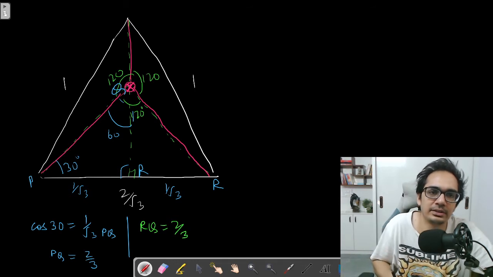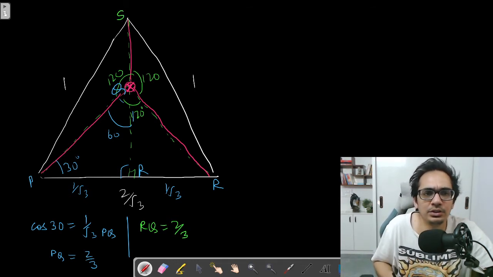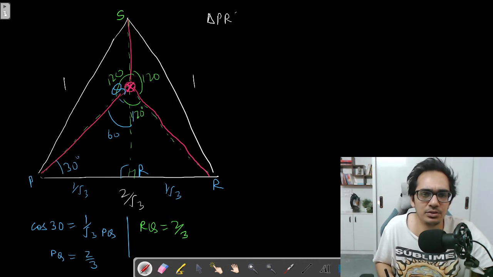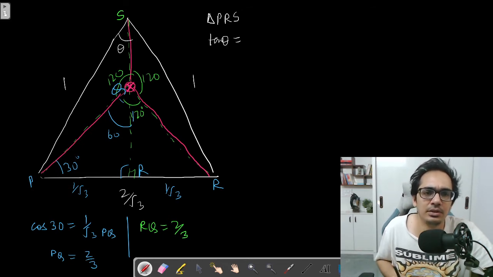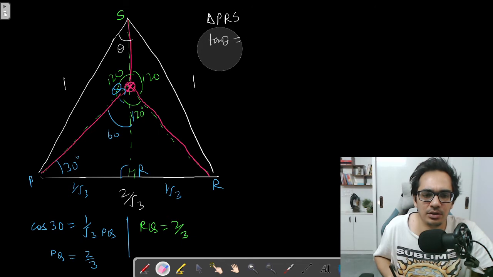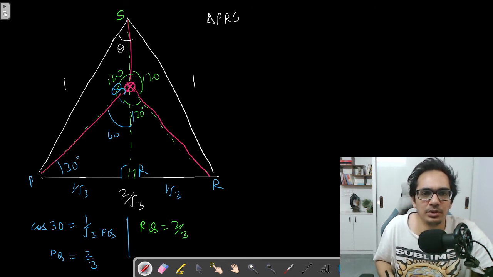Now about Q and S. We have to find the length of QS. This also is again a triangle property. So let's take triangle PRS. Now it's just geometry. Triangle PRS. We have to calculate this angle. So let's say this angle is theta. So tan theta is equal to, or maybe sine theta we can use, or why use theta and all? We can use our Pythagoras theorem also. In PRS, PS square is equal to PR square plus SR square.